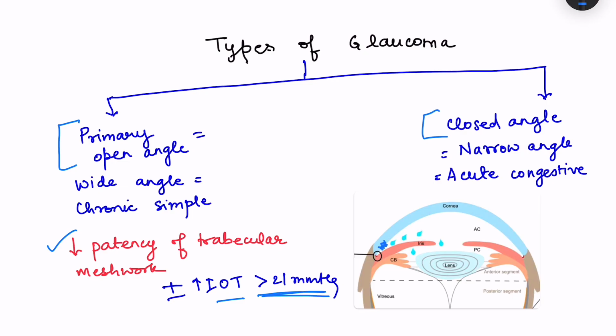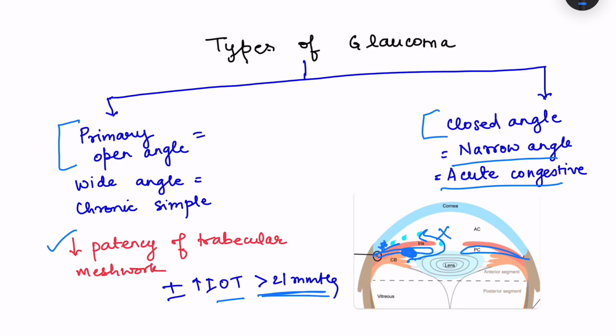Then closed angle glaucoma or narrow angle glaucoma or acute congestive glaucoma, what happens is that the iris attaches to the lens like this. Okay, when there is mydriasis, that is dilation of the pupil. So this causes attachment of the iris to the lens in susceptible eyes only. Now, because of this, there is decrease in the movement of the aqueous humor via the pupil to the anterior chamber. This doesn't happen, and the aqueous formed starts accumulating here.